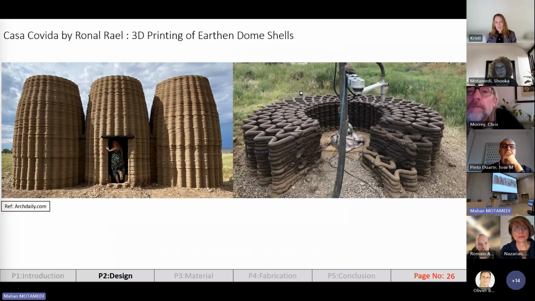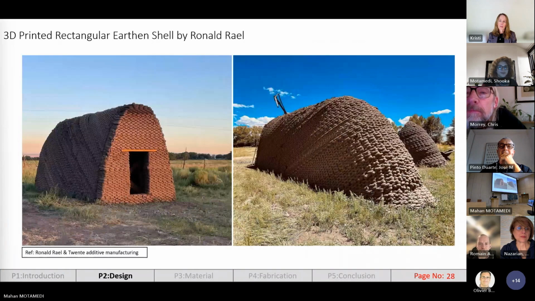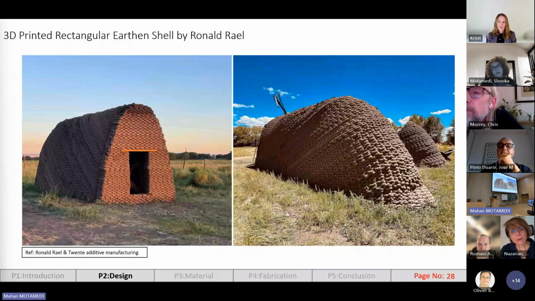Another example is Casa Covida, done by Ronald Rael. So as you can see here, 3 dome-like shells are printed using a simple gantry. And the next example is the circular dome-like shell done by WASP and Mario Cucinella. And the last example is again attributed to Ronald Rael, in which a shell with a rectangular base is fully printed without any scaffolding using a mobile robot.